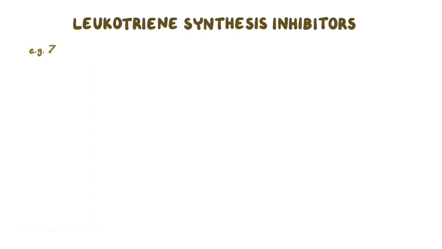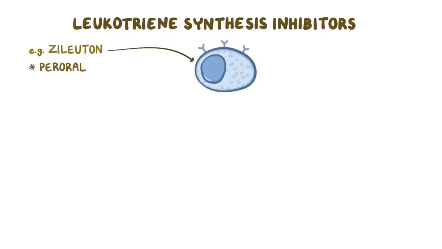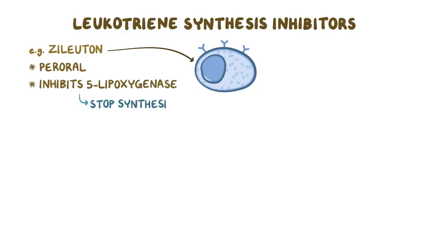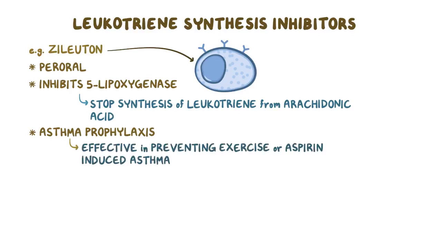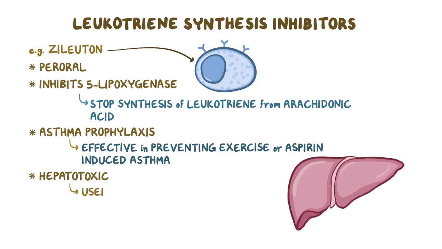Next, let's move on to the leukotriene synthesis inhibitors, like zileuton, which is also peroral. After absorption, it enters immune cells like mast cells and inhibits the enzyme 5-lipoxygenase, which stops the synthesis of leukotriene from arachidonic acid. Just like leukotriene receptor antagonists, they're also used for asthma prophylaxis and are effective in preventing exercise or aspirin-induced asthma. However, they are hepatotoxic, so they're used less frequently.